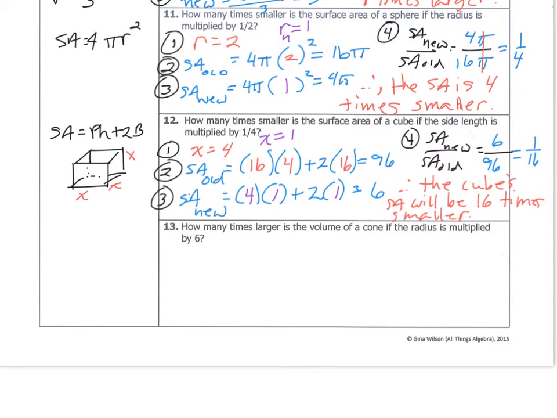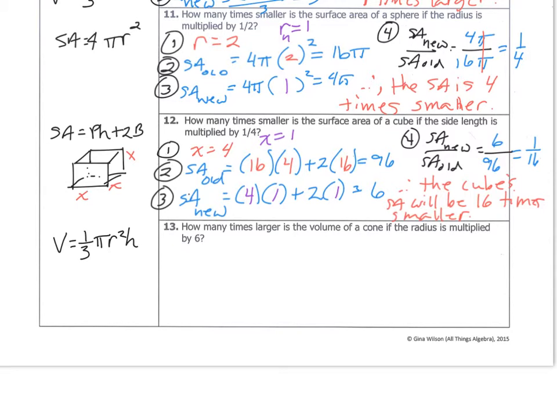Last one. How many times larger is the volume of a cone if the radius is multiplied by 6? So this time it's not a fraction, so what can we use for our radius? What are you going to let your radius be? 1. But the important thing is, what is the volume of a cone? Cones are pointy. 1/3 big B times H. So what's big B on a cone? Pi r squared. H. So I've got 2 unknowns.